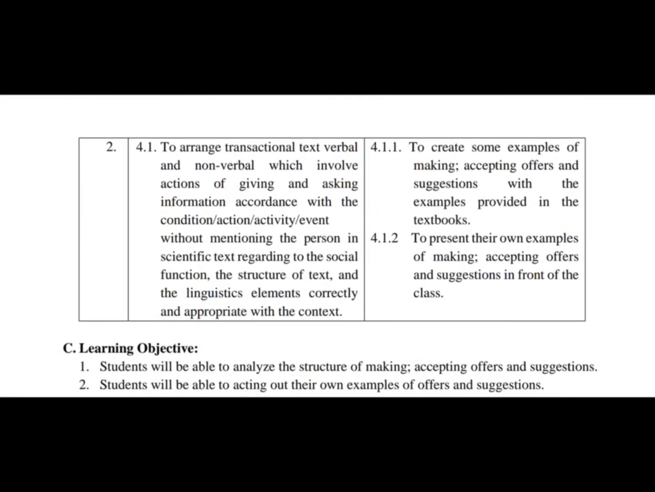The second basic competence is to arrange transactional text, verbal and nonverbal, which involve actions of giving and asking information in accordance with the condition, action, activity, event, without mentioning the person in scientific text, regarding the social function and the structure of text, and the linguistic elements correctly and appropriately with the context. The first indicator is to create some examples of making and accepting offers and suggestions with the example provided in the textbook. The second, to present their own examples of making and accepting offers and suggestions in front of the class.